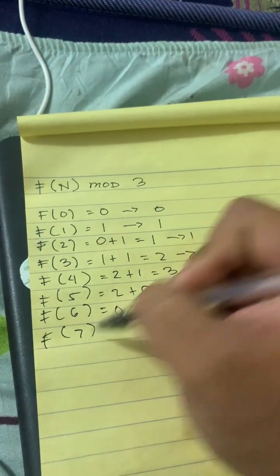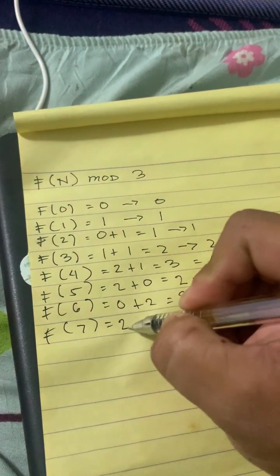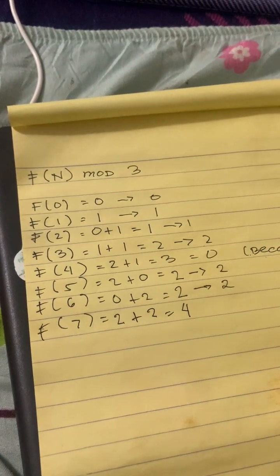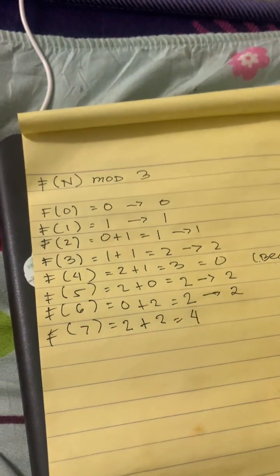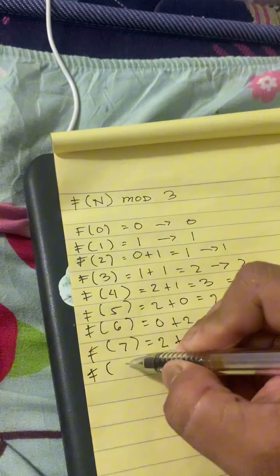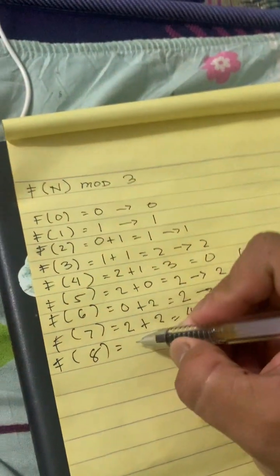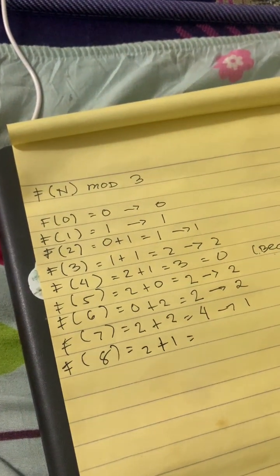And then again, f sub 7 is equal to the last two digits, which is 2 plus 2, equal to 4. If we divide by 3, because our modulo is 3, it gives us 1 remainder 1. So our remainder here is 1. If we continue, f sub 8 is equal to the last two digits, 2 plus 1, which is equal to 3.